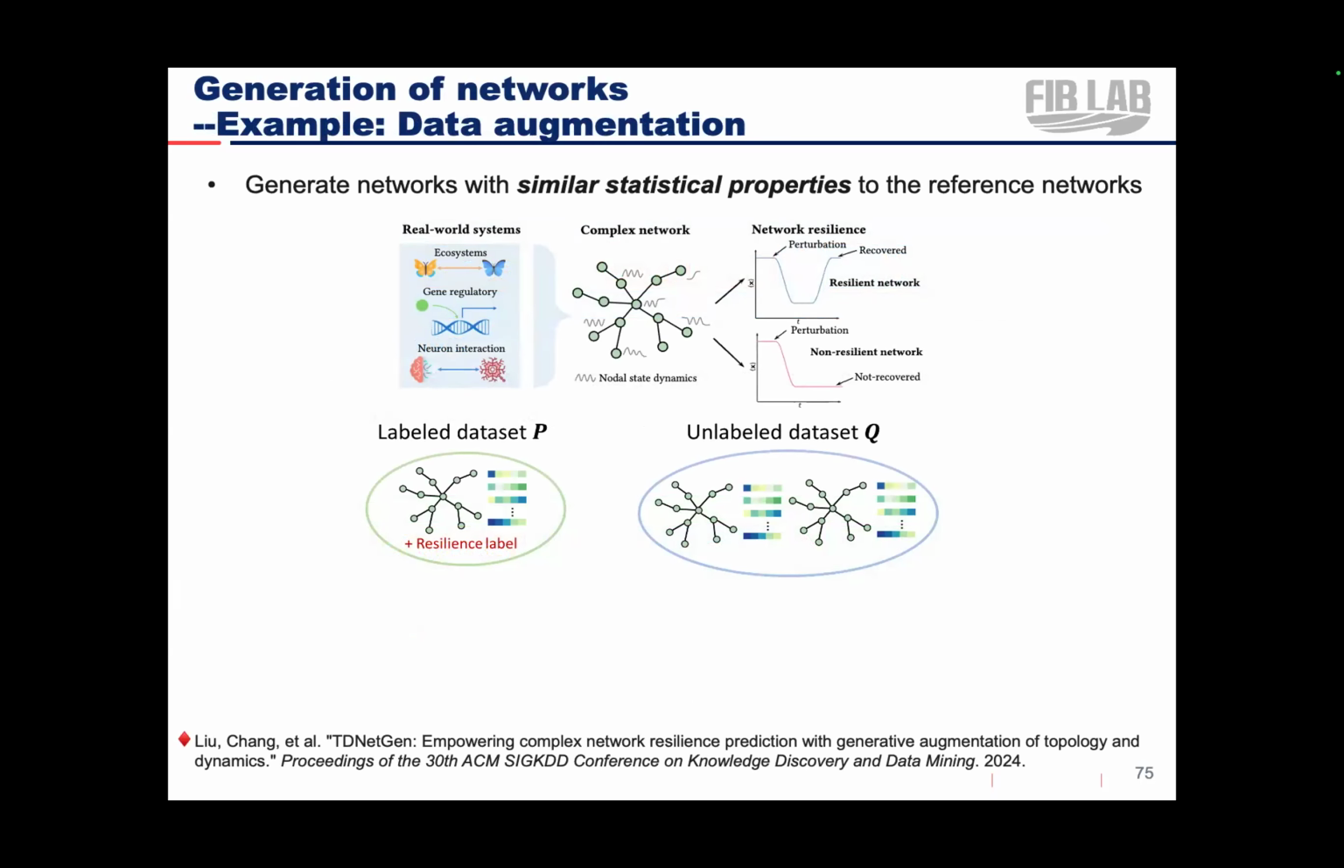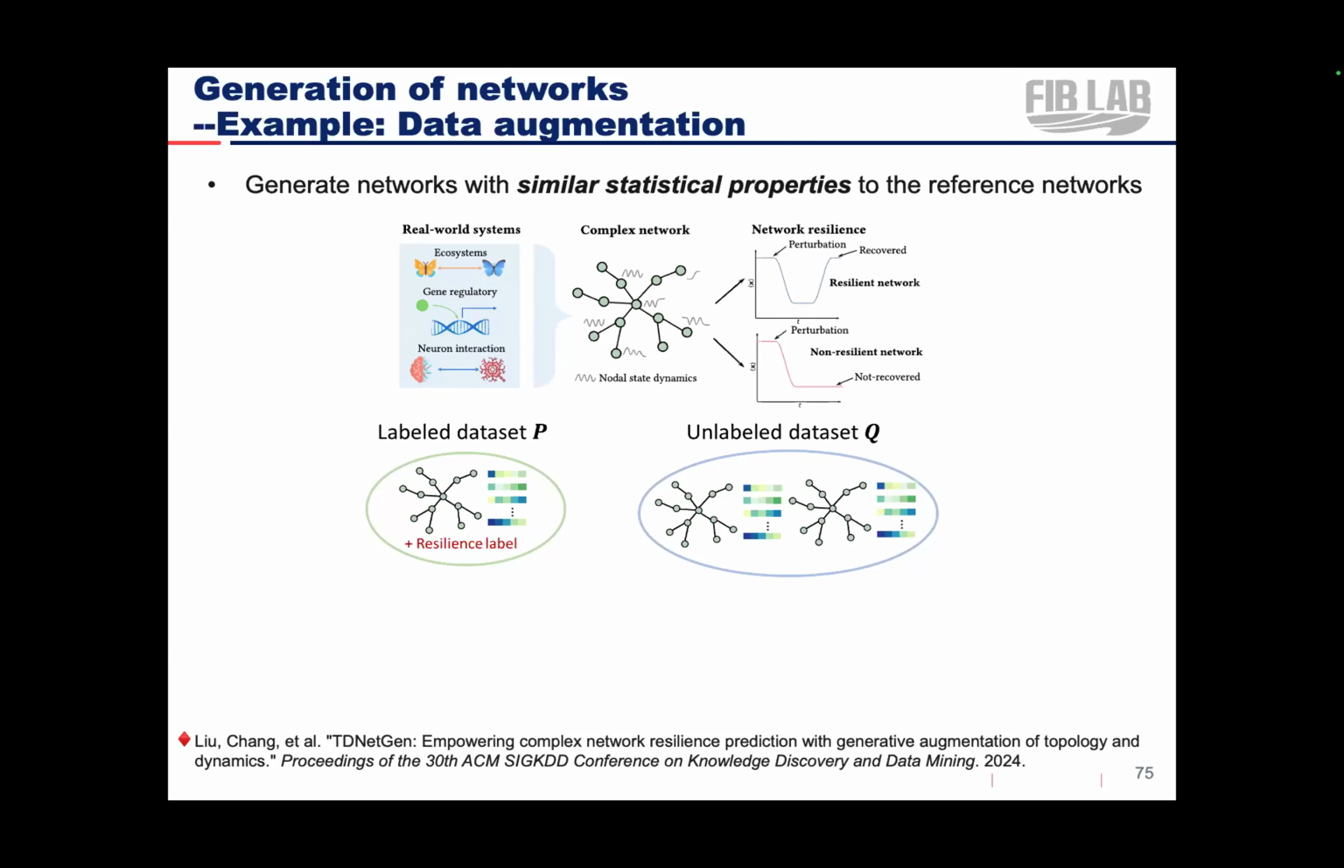First, an example of the generation of network: we think an important application is data augmentation. In many problems, especially in graph machine learning problems, the examples are kind of sparse, and we have to train our model in a limited data scenario, and this will cause our model to suffer from limited generalization capability or other issues.